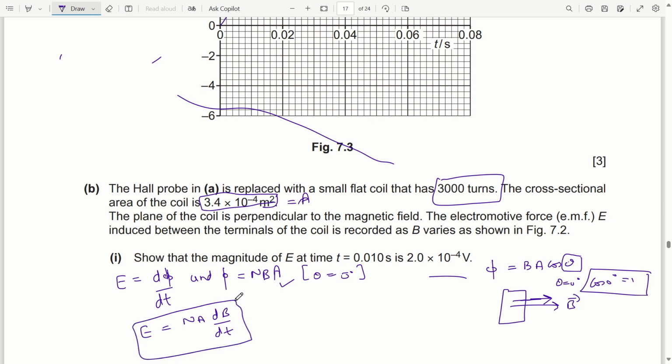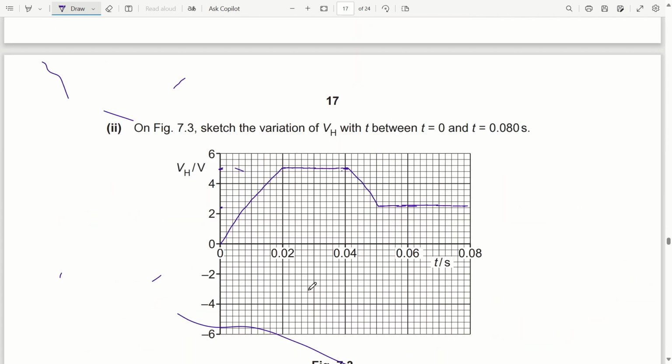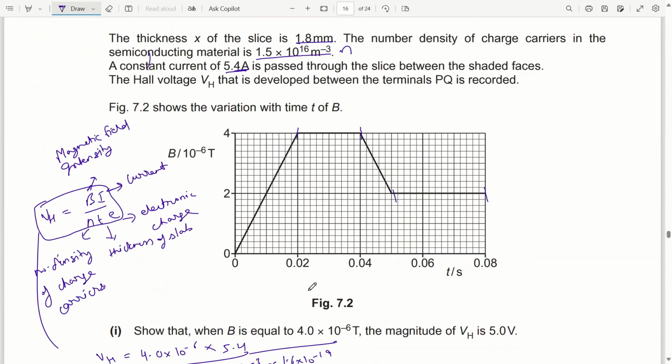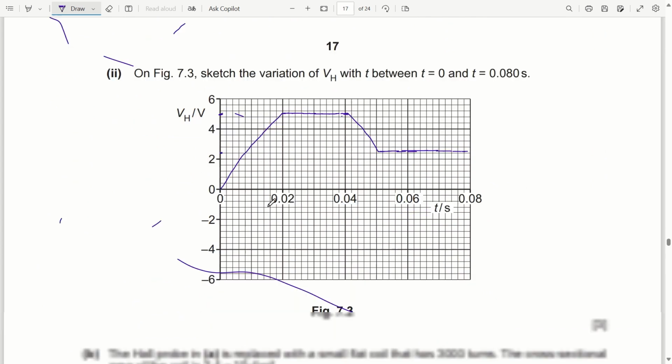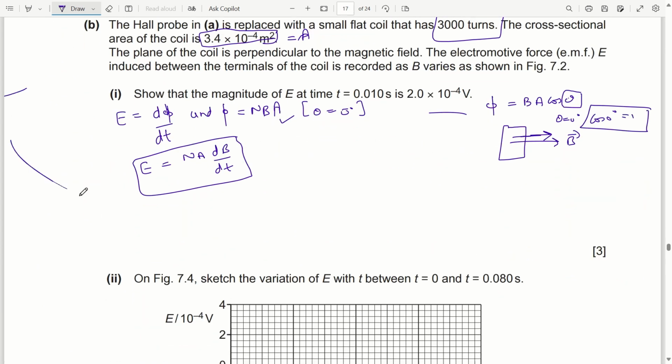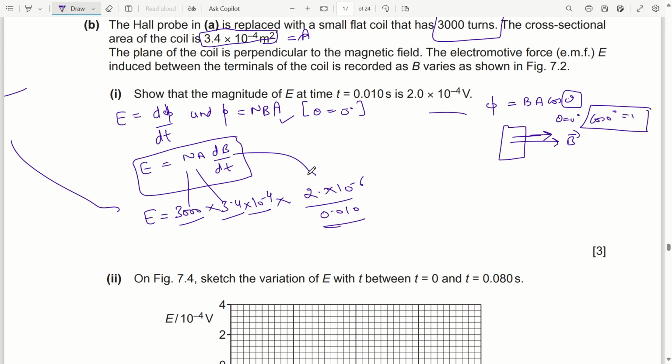Now at time t is equal to 0.010 second, the magnetic field is 2 into 10 raised to power minus 6 Tesla. So E will be equal to 3000 into 3.4 into 10 raised to power minus 4, area, number of turns, and in time 0.010 second the magnetic field has changed by this amount, 2 into 10 raised to power minus 6.